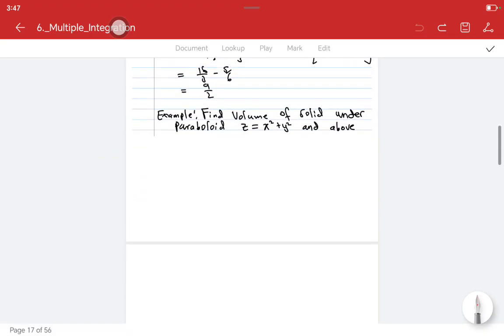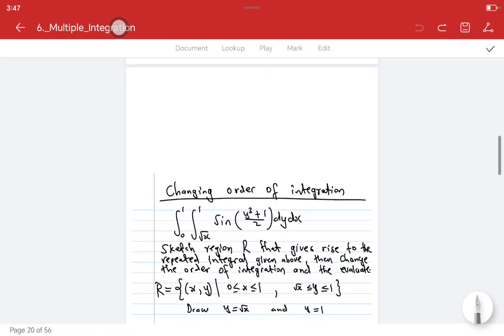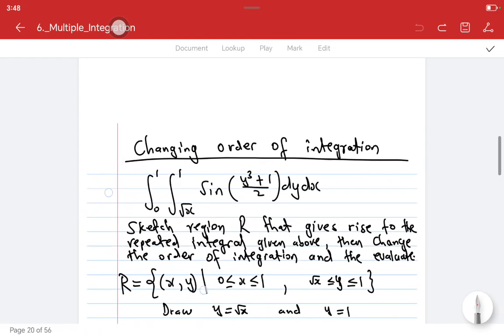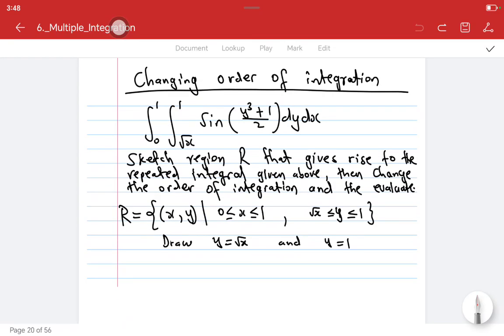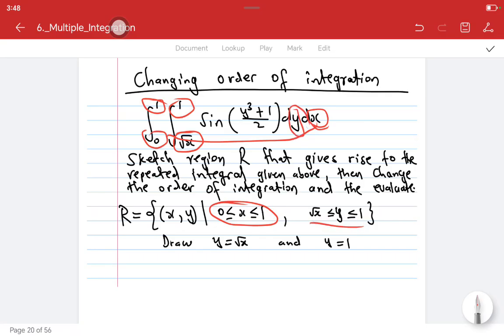Let's look at an example of changing the order of integration. We're given this question. We see that the outside integral is between 0 and 1, and that is with respect to x. So I'm going to put x between 0 and 1, less or equal to, or greater or equal to. And then inside I have root of x until 1, which is between y. I'll write that.